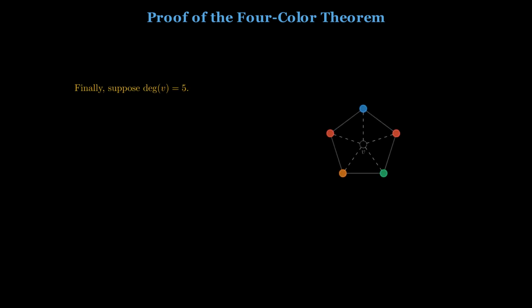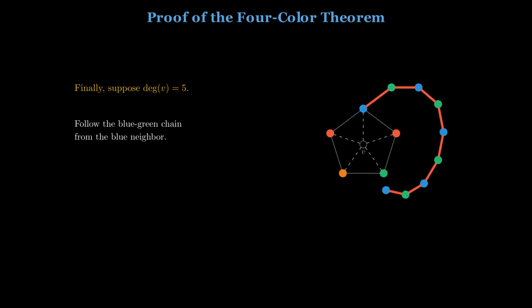Finally, the hard case. V has degree 5. If the neighbors use 3 or fewer colors, a fourth color is free, and we color V as in the degree 3 case. So suppose all 4 colors appear. With 5 neighbors, one color must repeat. Here, red appears twice. Take the blue-green chain from the blue neighbor. If it stops short, a swap would free blue. But suppose instead it reaches V's green neighbor. The blue-orange chain from the blue neighbor behaves the same way, reaching V's orange neighbor on the other side.